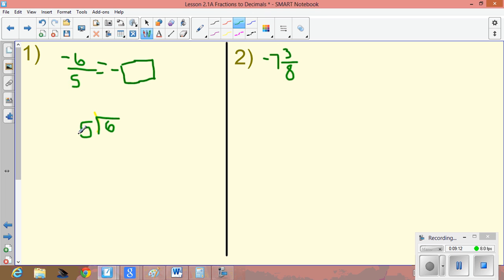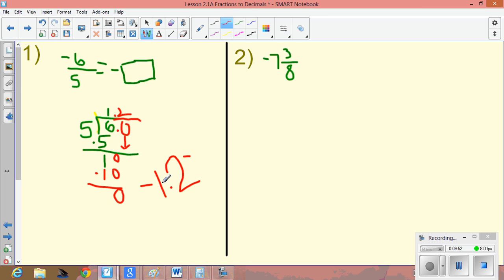How many times does 5 go into 6? 1 time. Okay, 1 left over. Now that I'm at this point, I will add a 0, a decimal point, and a 0. Bring that 0 down. How many times does 5 go into 10? 2 times. And how many do I have left over? 0. My decimal point goes straight up. Remember, I have a negative, so my final answer is negative 1.2, or negative 1 2/10.